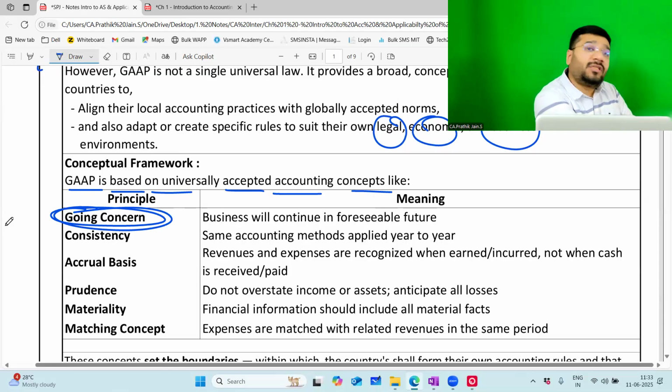Business will continue for a foreseeable future, that is understood. But why is this principle being given? This principle is given by GAAP, which we have adopted as it is. In accounting standards, we say we follow accounting standards. What is the basic assumption of accounting standard?